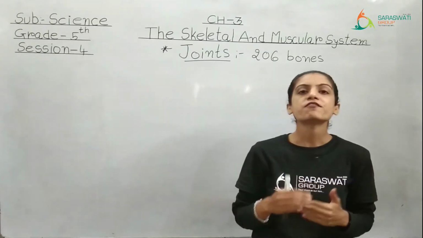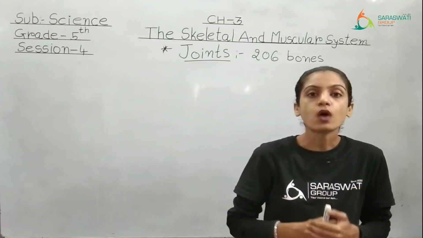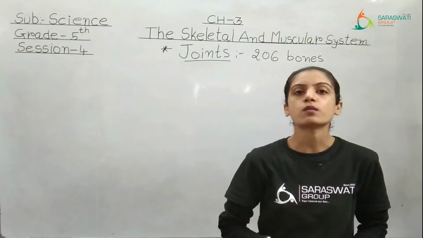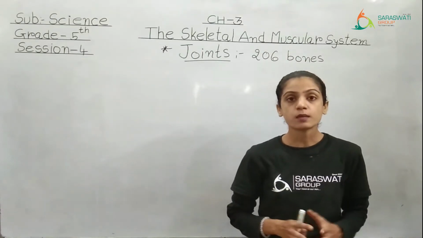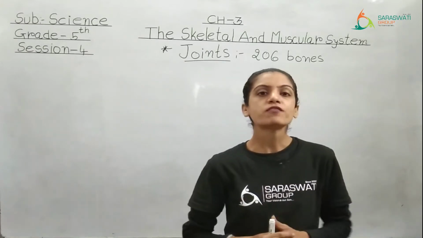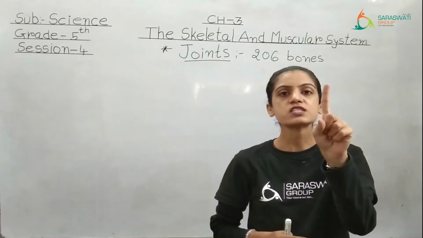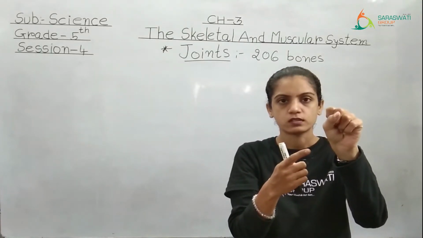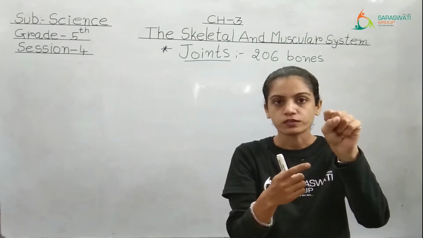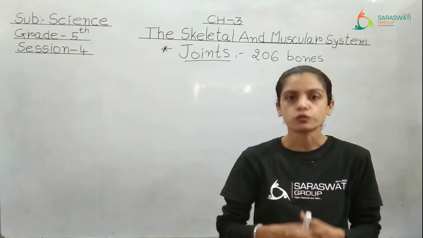There are so many different types of joints available in our body, and how it is working, that all we are going to cover in this topic. But the first thing you need to understand about joints is some of the joints can move. Like if I say this finger, it has three bones, it can move, right? But some joints are such which cannot move.